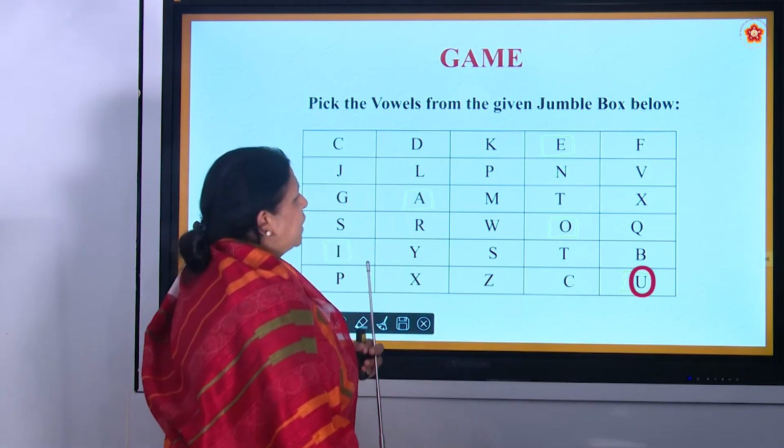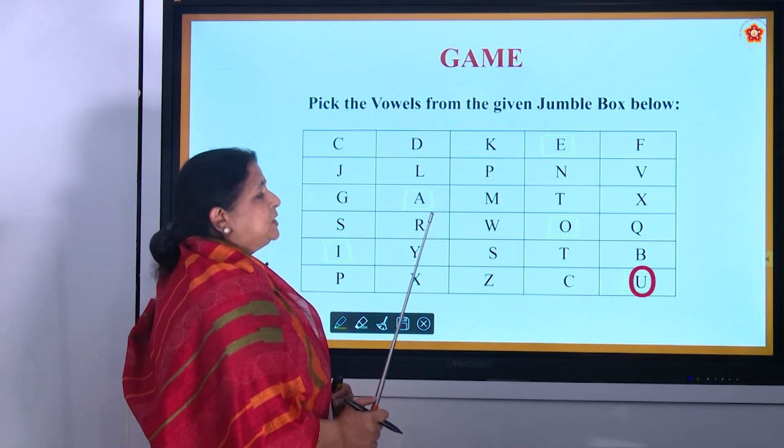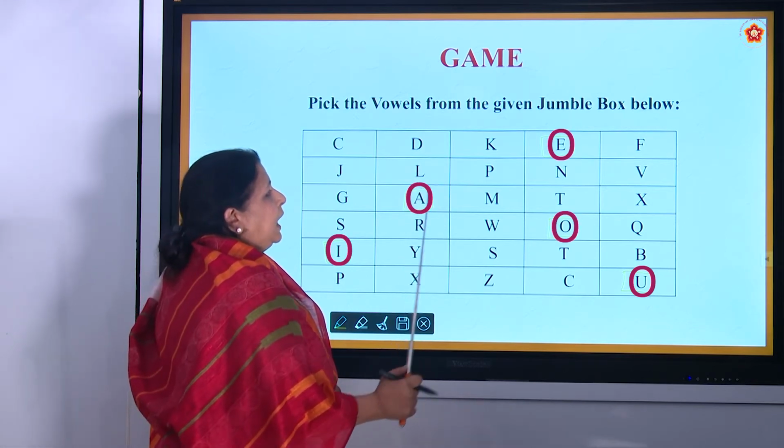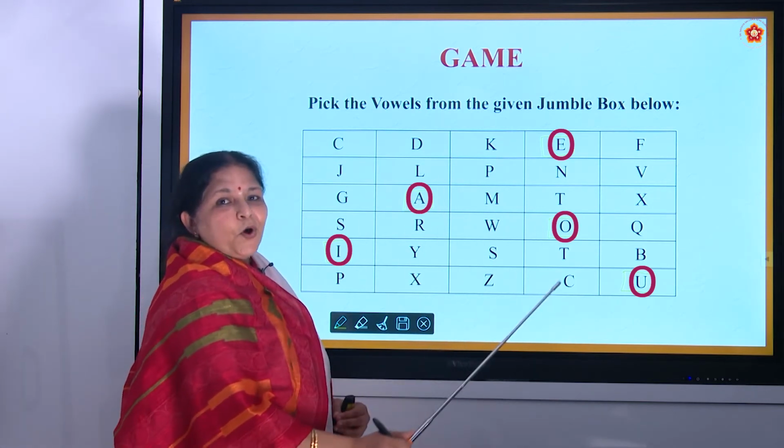Okay. Now have we covered all? Let us see, there are 5 vowels in the English alphabet. They are A, E, I, O and U. Yes, we have covered all the vowels.